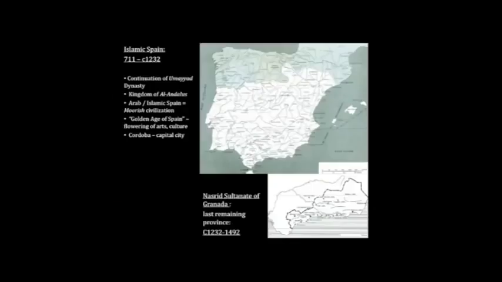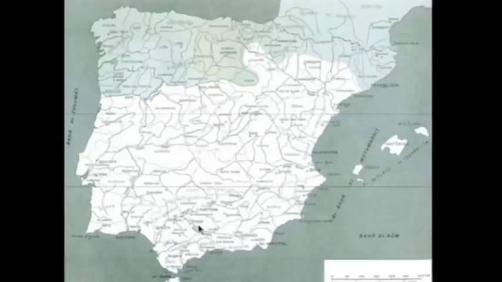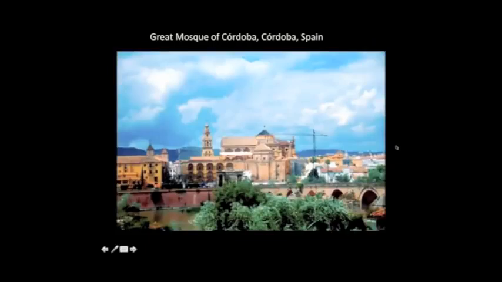And Cordoba is pretty much down here. And in fact, the area down here, Andalusia, was the last part of Spain to be overtaken by the Christians. And it remained Muslim for maybe about 300 years more than the rest of Spain. This is the great mosque in Cordoba.